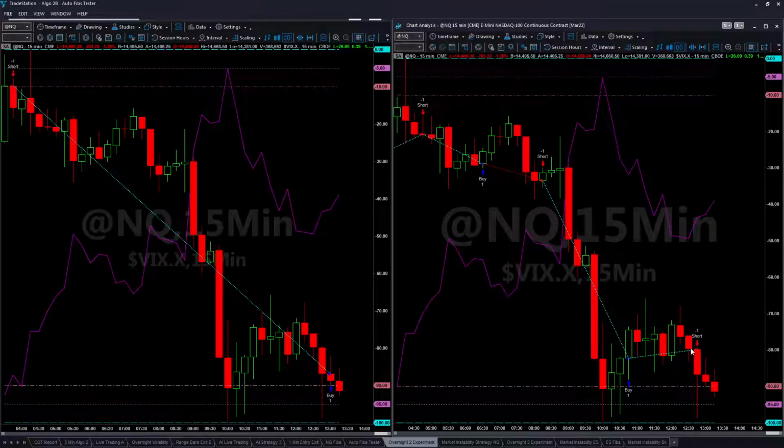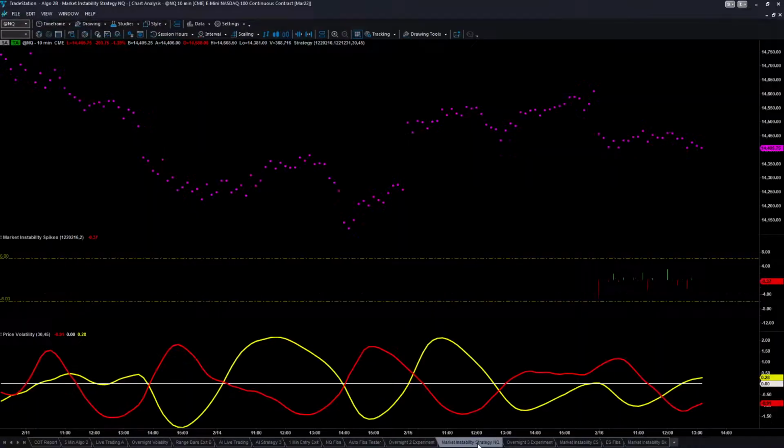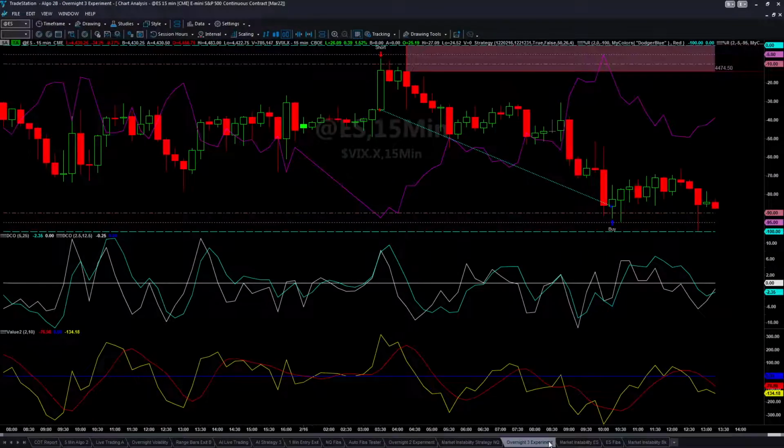So this overnight seems to be working out really nice to the short side right there. I don't know about that. As far as market instability goes, there we go. And nothing there yet on the ES. I think the ES may end up being a scratch right there.